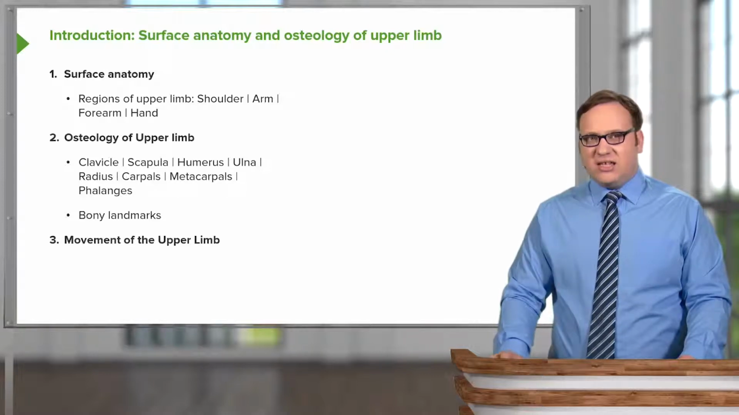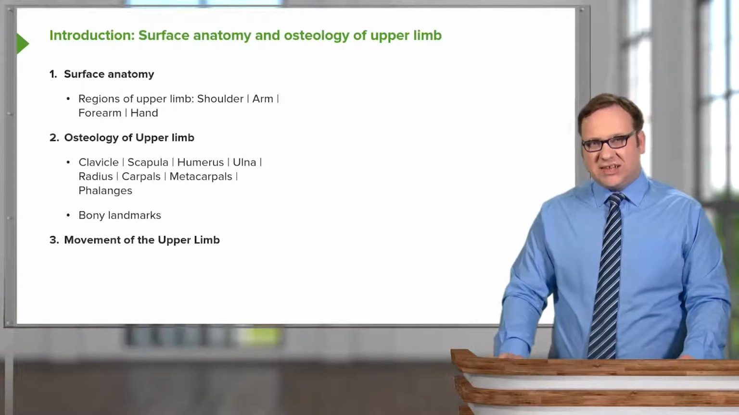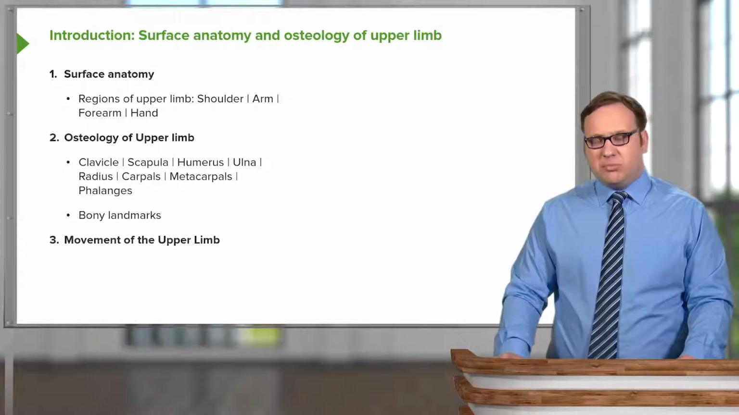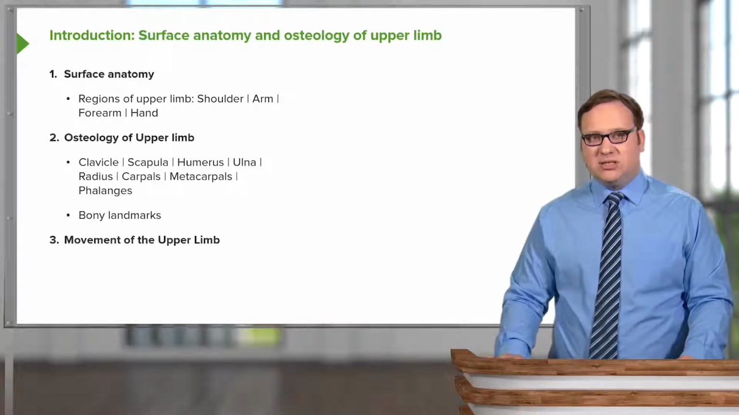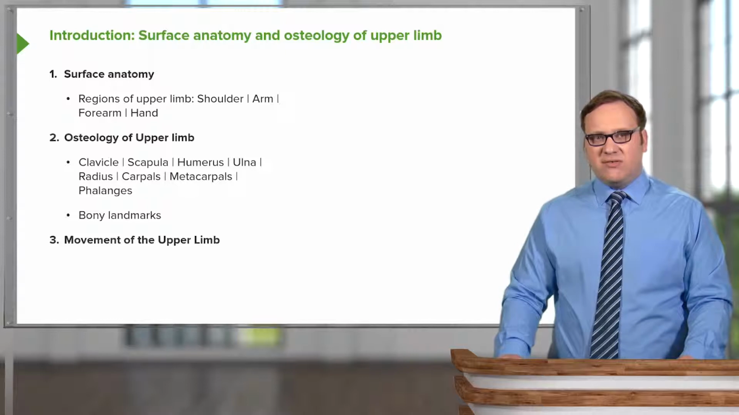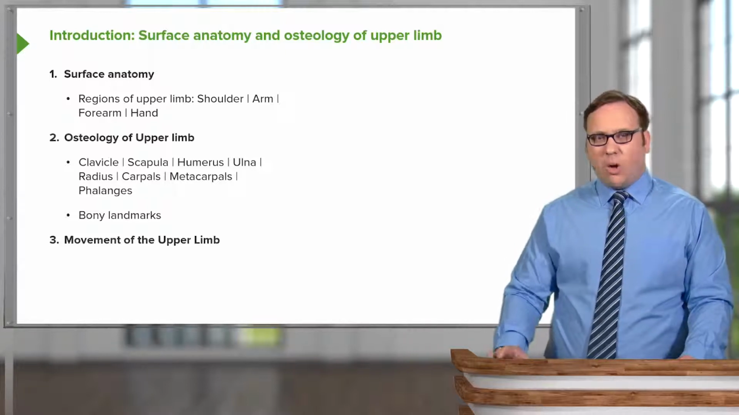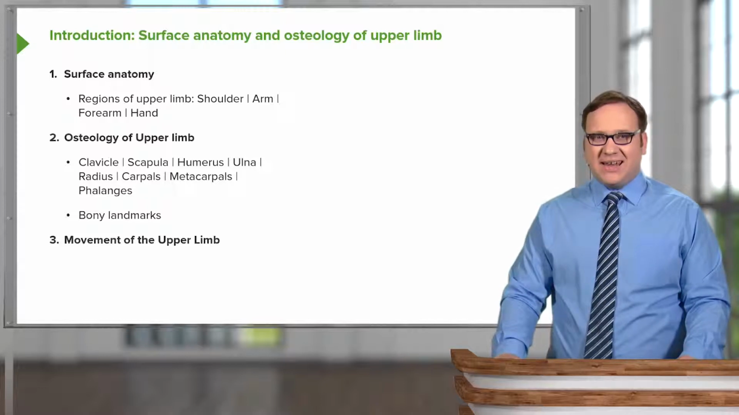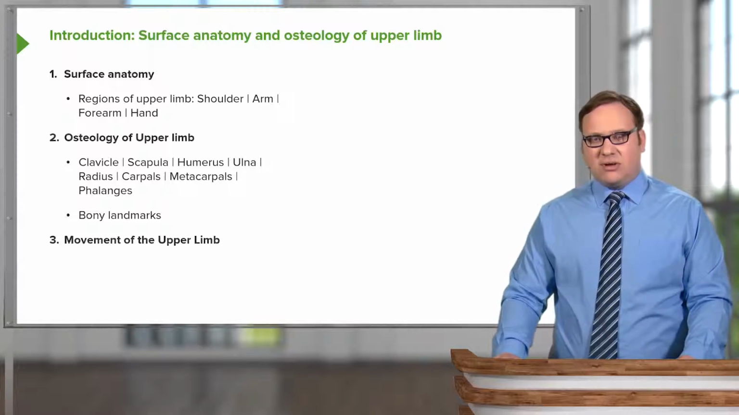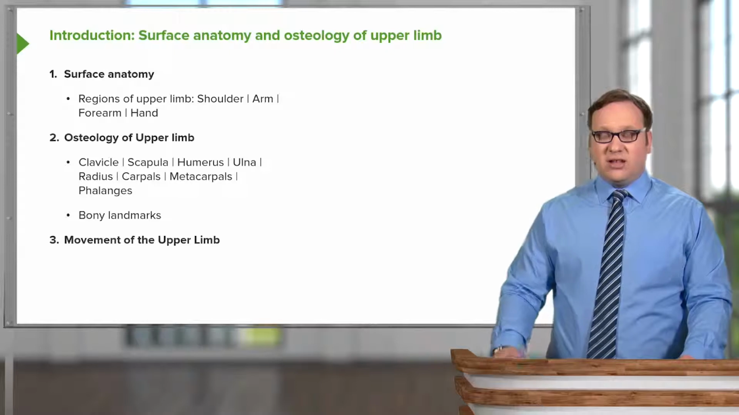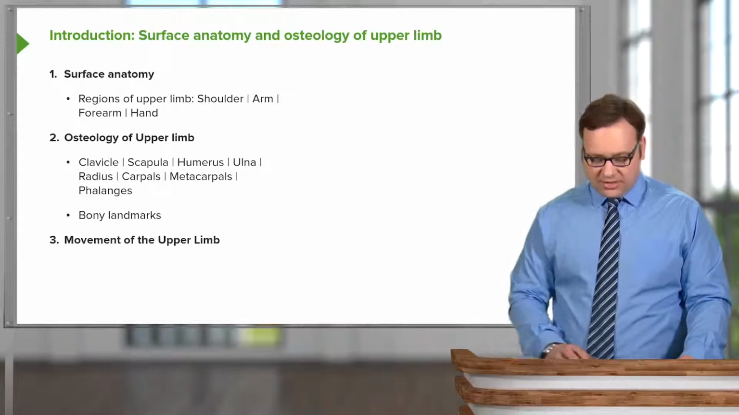And in each of these bony structures, we'll look at specific landmarks, and these are important for muscle attachments. We'll then finish by looking at the various movements that are performed by the upper limb, which is a complex part of the appendicular skeleton, enabling a great range of movements.